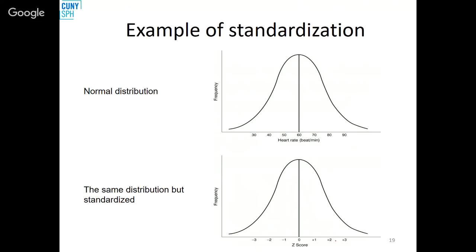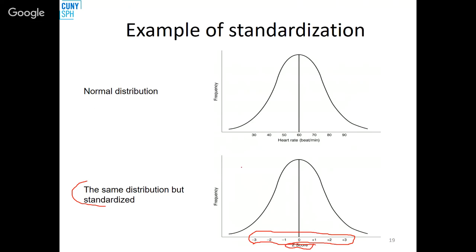So here's a normal distribution of heart rates. Here's the same distribution, but standardized. What do you notice about it? Yeah, z-score. That's different. These values are different. What's the same? The shape. Yep, it looks exactly the same. All that is different is the scale.